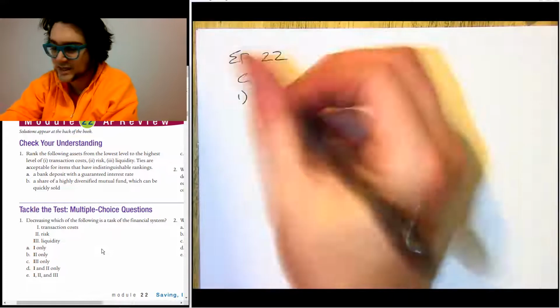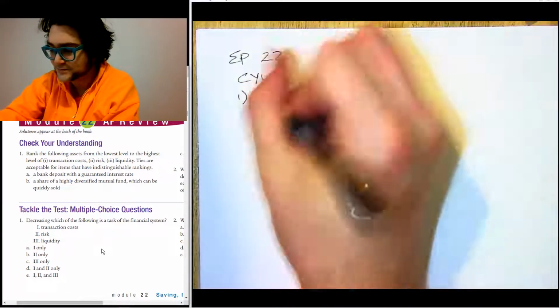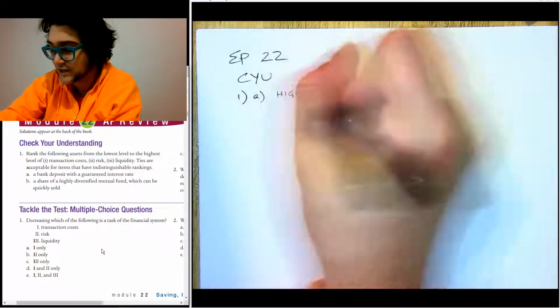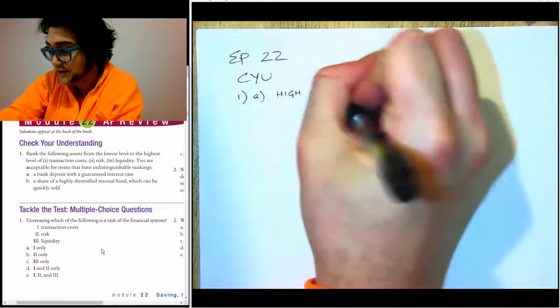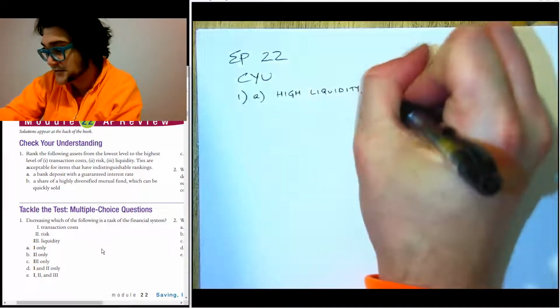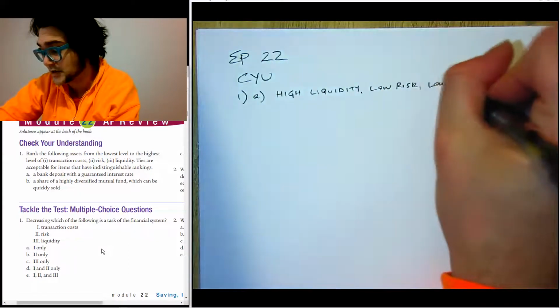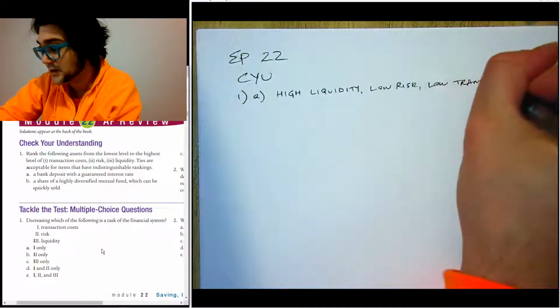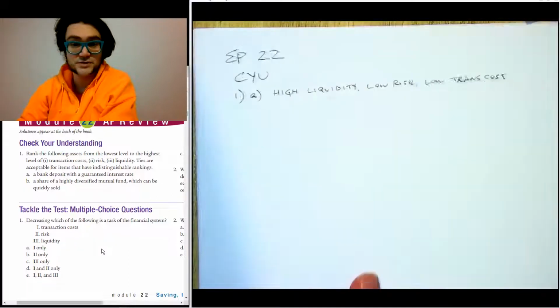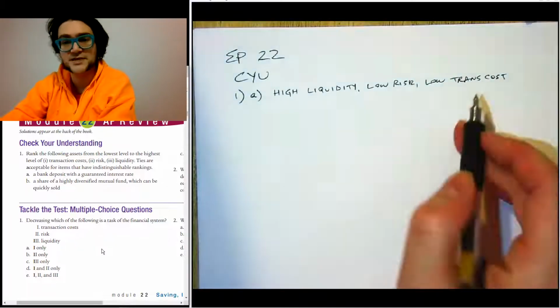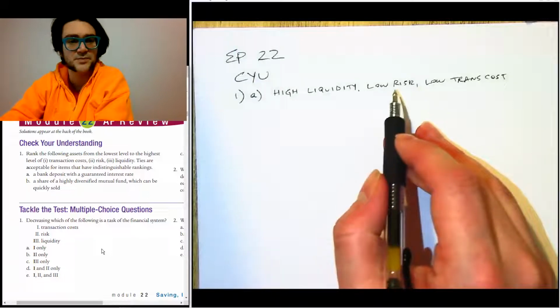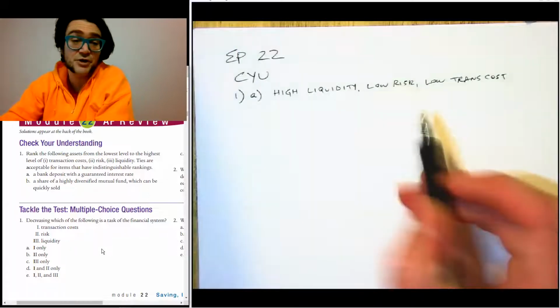So the ties are, this is kind of just more of like, what do you think? So A, a bank deposit with a guaranteed interest rate. Well, that's high liquidity, and we'd say relatively low risk, and we'd say low transaction costs. Because it's relatively straightforward to use that for a lot of different transactions. There's relatively low risk that the bank's going to lose your money, and you can very quickly turn it into cash.